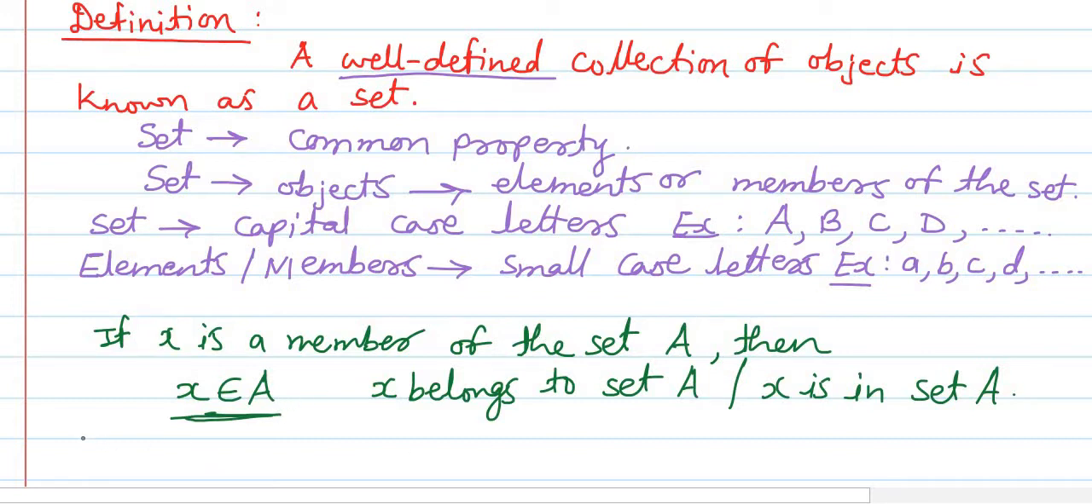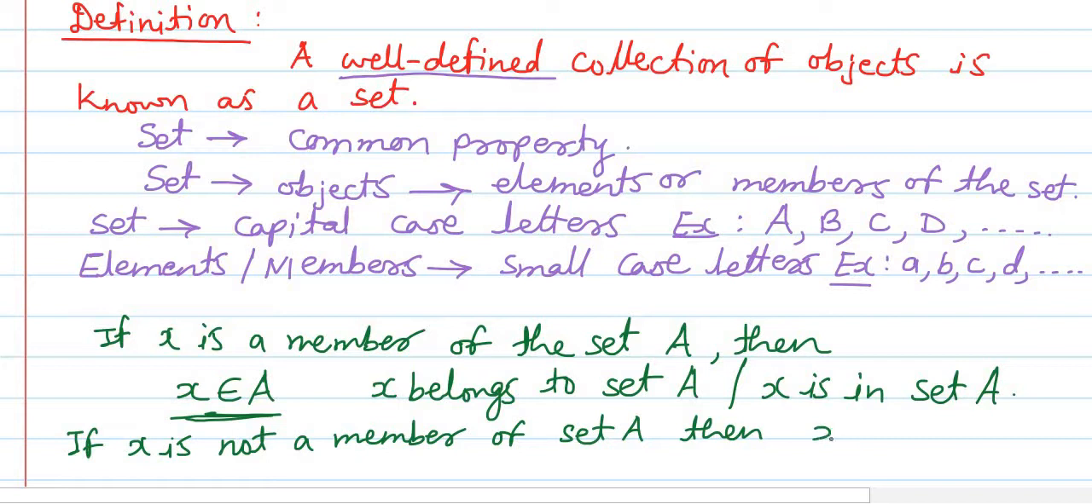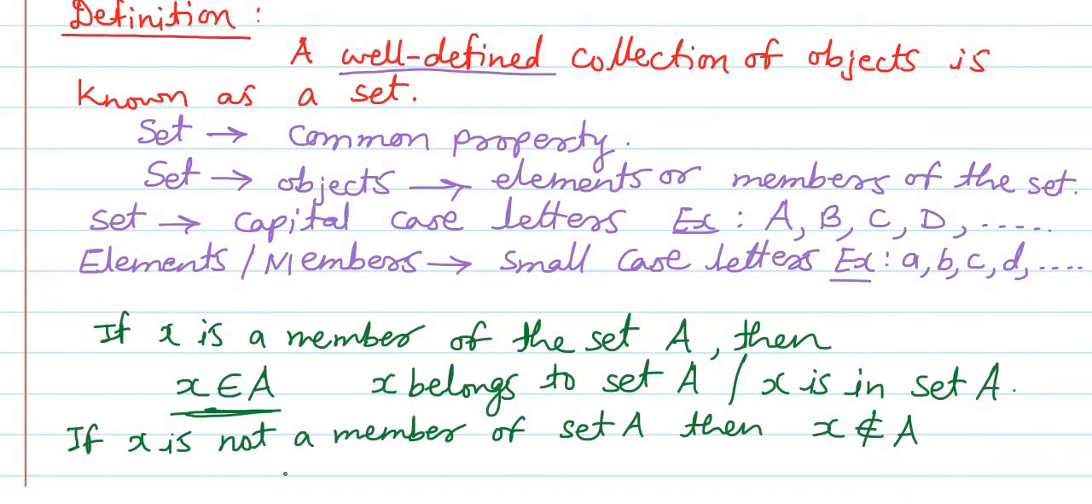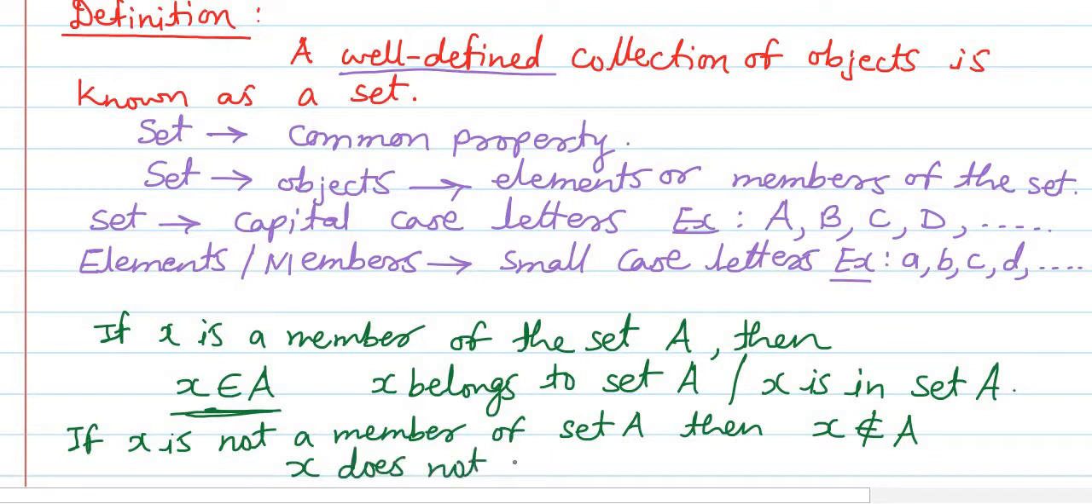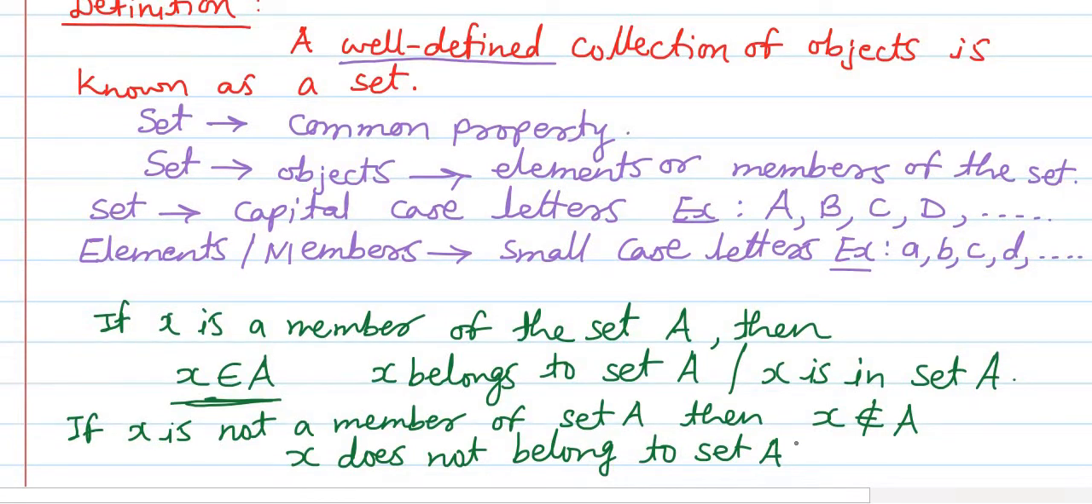Next, if x is not a member of set A, then we write this as x does not belong to A, and we read this as x does not belong to set A, or the same thing can also be said in short as x is not in A.